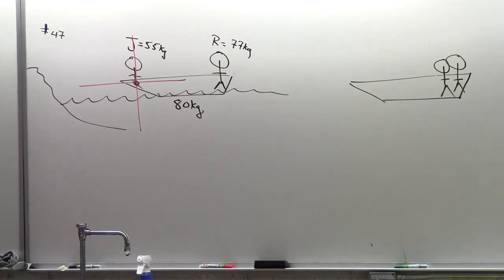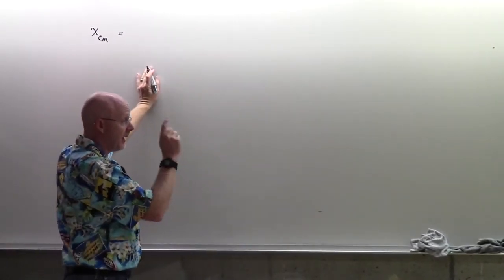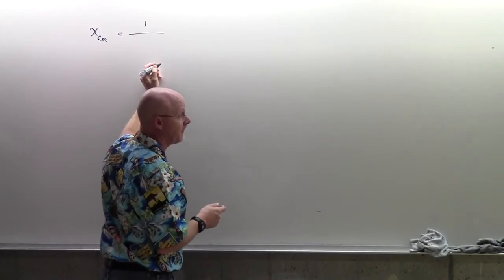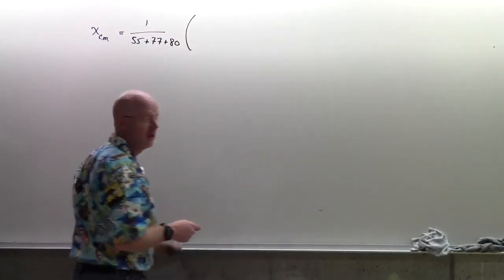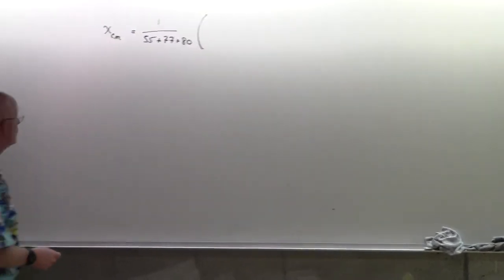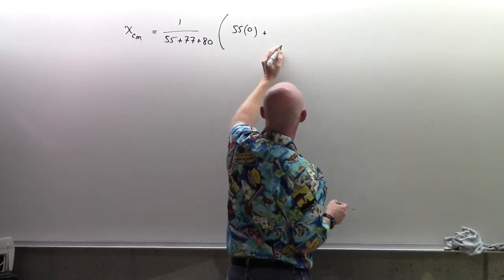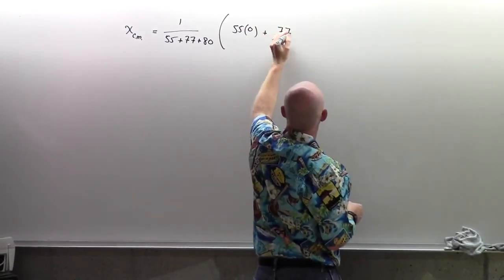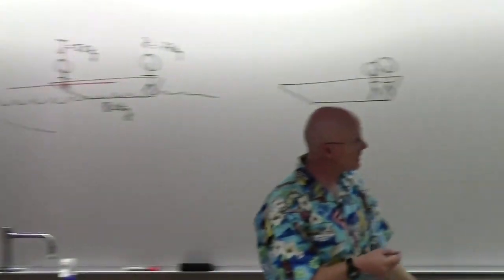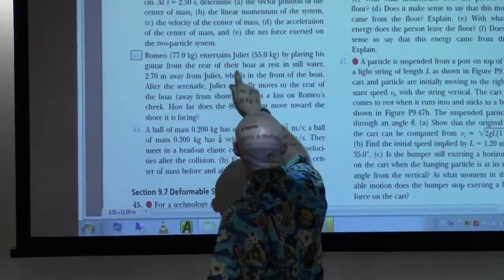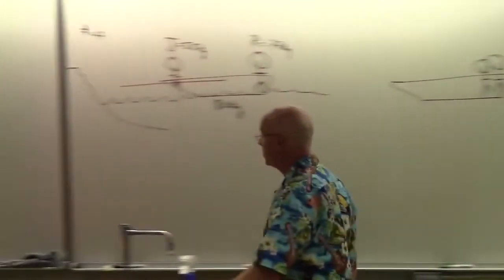If I were to go ahead and calculate the center of mass, then I guess I would say it's 1 over the total, and so that is 55 plus 77 plus 80. So there's the total mass of the three systems, the two people and the boat. And then I would have the mass of Juliet, 55, at position 0. I would have Romeo at 77 and a position of 2.7, which, by the way, I got because doesn't he say that Romeo is in the rear of the boat, 2.7 meters away from Juliet. Okay, so there's Romeo's position.